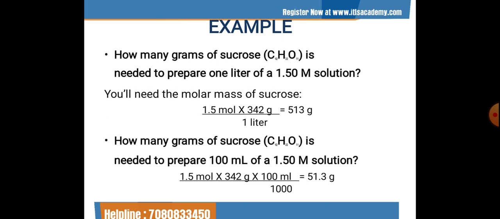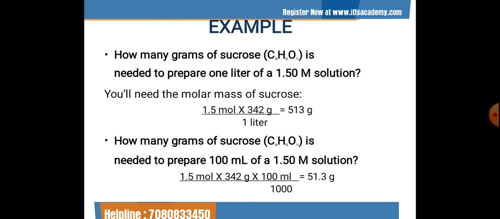Suppose you have to make the solution in 250 ml or 1000 ml, then you have to multiply it by the given quantity. But here you only have to make 1 liter of solution, so you can directly put the values and calculate the gram weight required to make a 1.50 molar solution of sucrose. On calculation you get 513 grams of sucrose to make a 1 liter solution. By dissolving this weight in 1 liter of solution, you can make the solution.